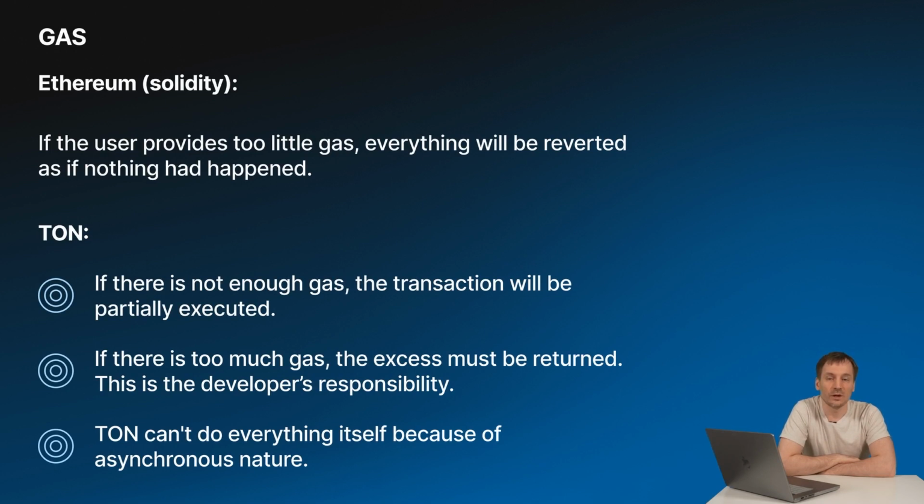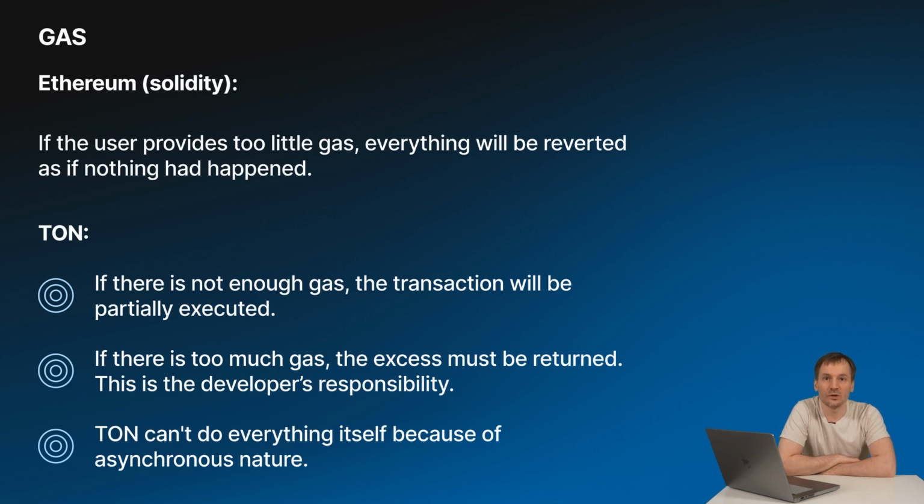In TON, the situation is different. If a group of contracts exchanges messages, then control and calculation must be carried out in each message. TON cannot automatically calculate the gas. The complete execution of the transaction, with all its consequences, can take a long time, and by the end, the user may not have enough TON coins in their wallet.